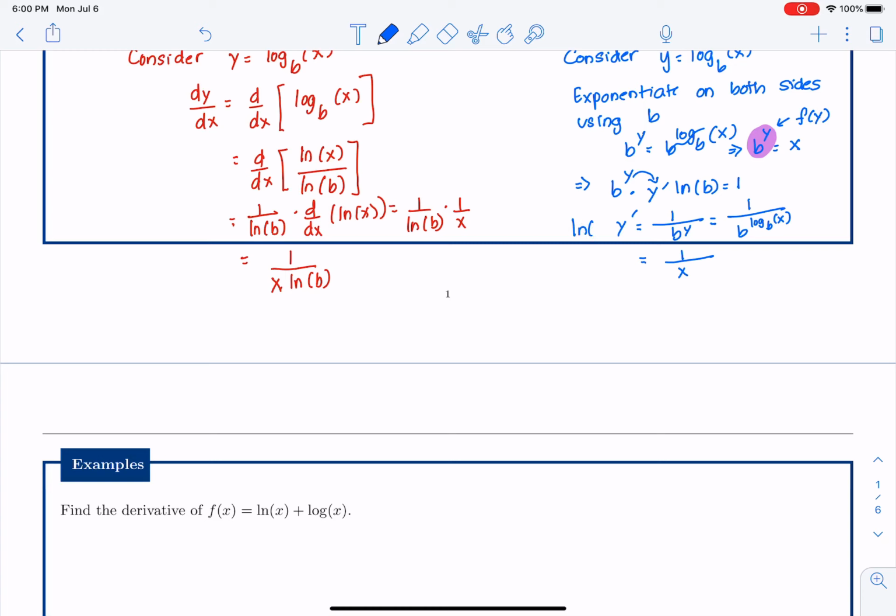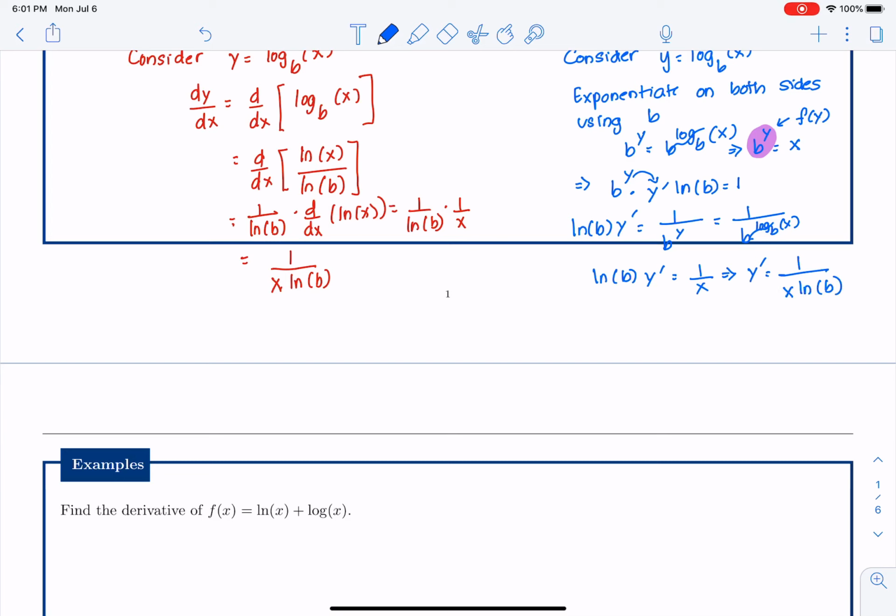So I have ln of b here, and ln of b is a constant, so I could divide that ln of b, and we will have ln of b y prime equals 1 over x, which would imply y prime equals 1 over x times ln of b.